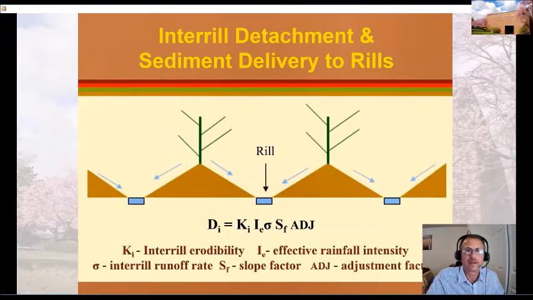Sediment detachment and sediment delivery to rills. So again, looking from the side here, we have these interrill areas supplying water and sediment to the rectangularly shaped rill channels. This is the interrill detachment equation. So an interrill erodibility times the product of the effective intensity and the runoff rate on the interrill areas. There's a slope adjustment factor and some other adjustment factors that are applied.